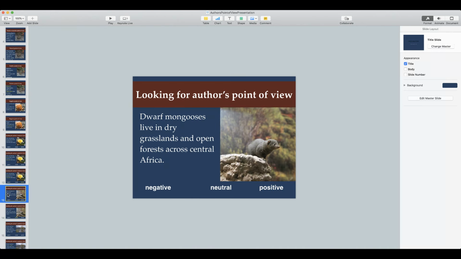Now look at this one. Look at that cute little mongoose. Dwarf mongooses live in dry grasslands and open forests across Central Africa. Are there any words in here that show that this is a negative point of view or a positive point of view? Or is this just fact? If you said it was fact and is a neutral point of view, you were correct. Because all this sentence is doing is giving information. Where they live, dry grasslands, open forests.